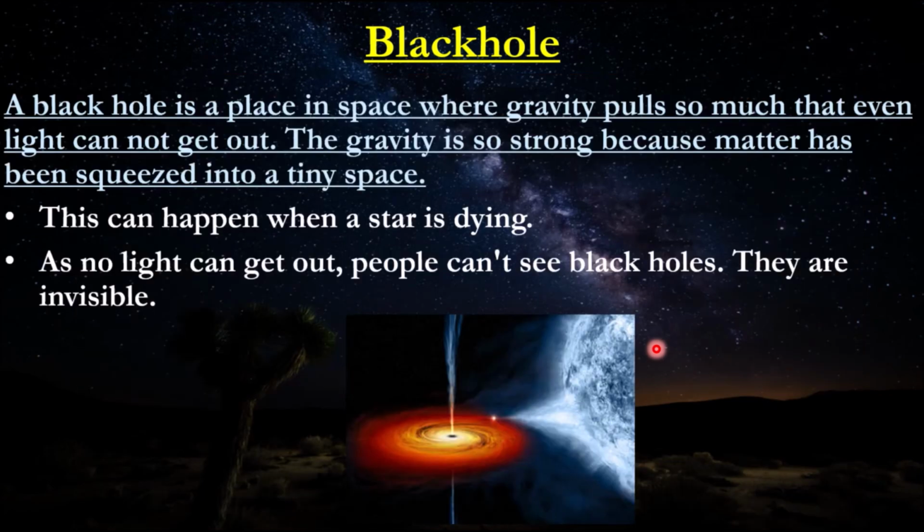Okay, so a black hole is a place in space where gravity is so strong that even light cannot escape it. Hence why black holes are invisible to us, or we can't see it, because there's no visible light coming out of it for us to actually see. We actually need to use some really incredible equipment to actually do that kind of observation.